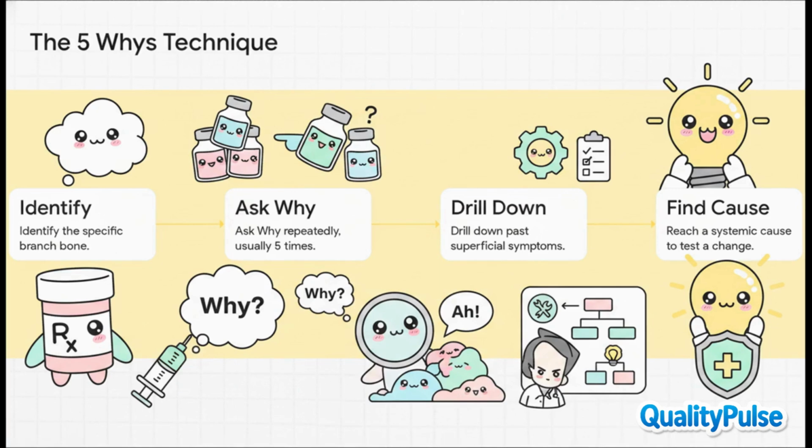Because the pharmacy storage protocol hasn't been updated. Why? Because there's no scheduled review process for the storage bins. You just keep drilling down until you hit a systemic cause that is specific enough for you to proactively test a change. It's so simple, but so incredibly effective.